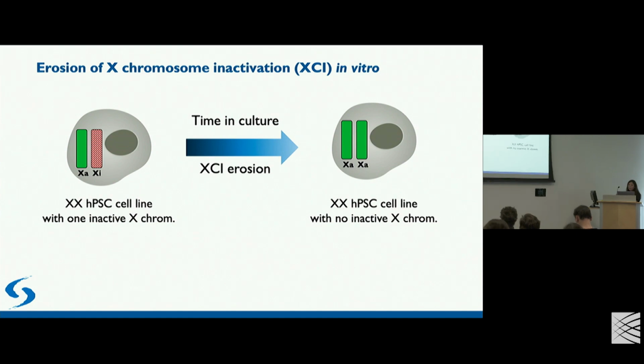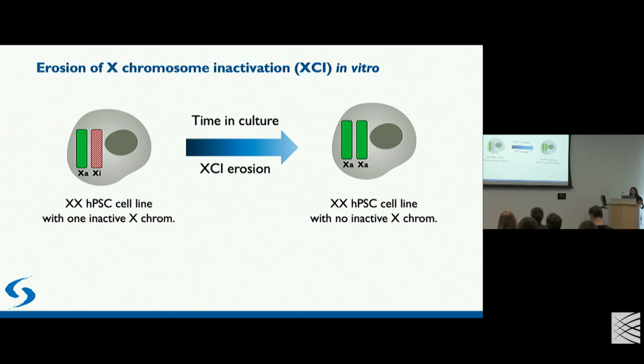So as I mentioned, in addition to genetic alterations, epigenetic alterations can also arise over time in culture. One important example is X chromosome inactivation. While female cells in vivo normally have one active X chromosome and one inactive chromosome, female human pluripotent stem cells over time in culture can show erosion of X chromosome inactivation, giving rise to cultures with either two active X chromosomes or a mix of active and inactive chromosomes.